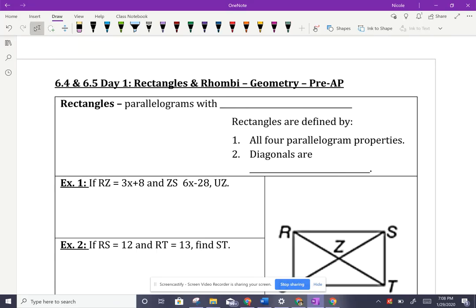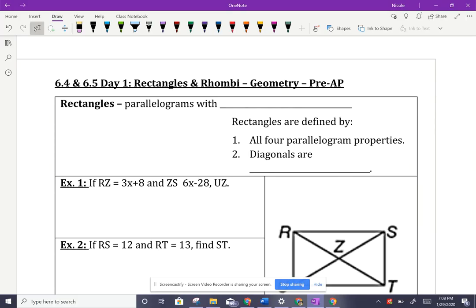We are going to be talking about rectangles and rhombi, rhombi being plural for rhombus. These are both parallelograms. They are both quadrilaterals, but they're not related to each other any more than that. So they are two separate shapes that have different properties.